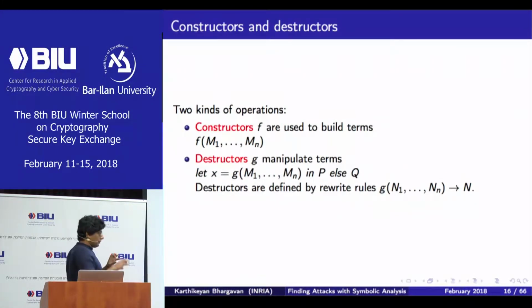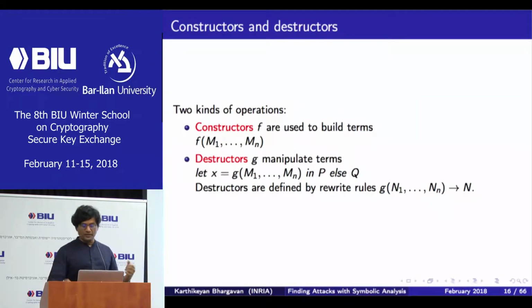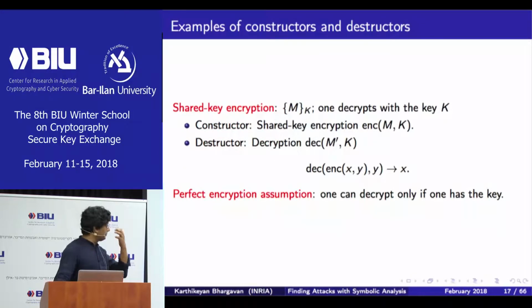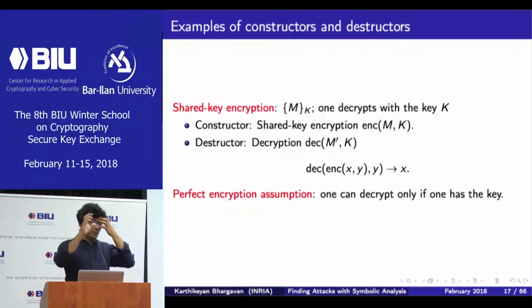The core operations that we are doing are constructors and destructors. Constructors are written like this. They are used to build terms, and destructors are written like this, which are used to destruct terms, which are allowed to open up terms that we have constructed. A classic example is that encryption is a constructor, whereas decryption is a destructor. Decryption comes with this rule: decryption of encryption applied to x and y, given y, will return x. Typically, y is a key and x is a message, but we don't care. It's a completely symbolic model. Give me any x and y, and if you have enc of x, y and then you apply dec to it, you will get back x, as long as the y's match up.